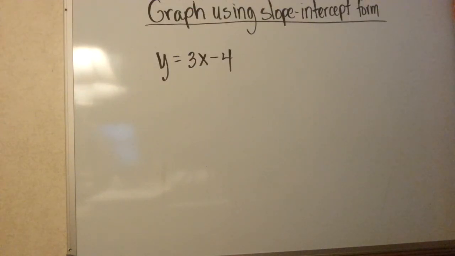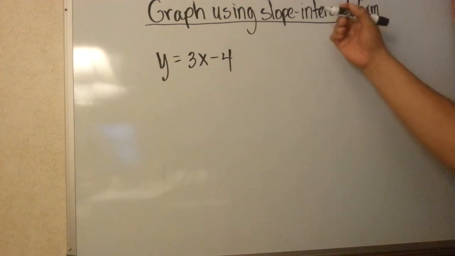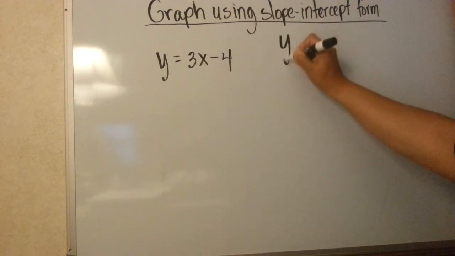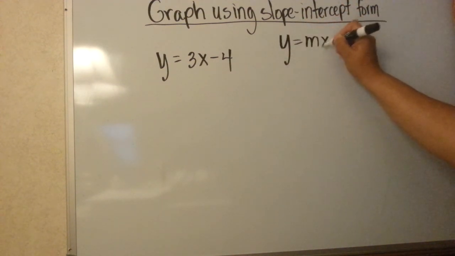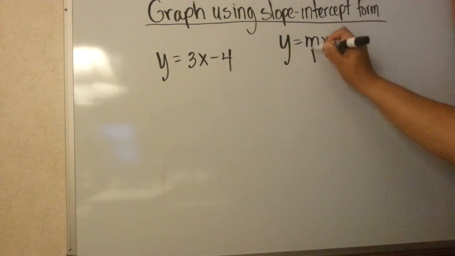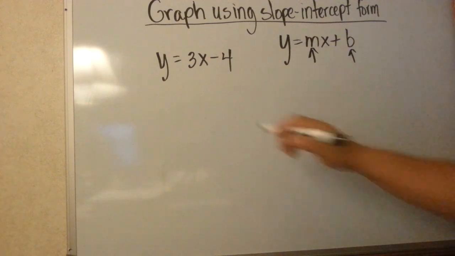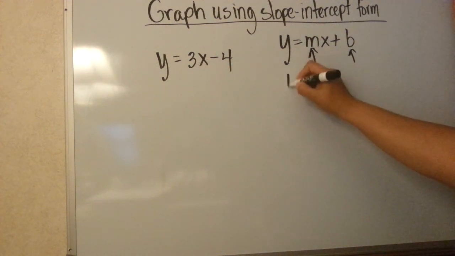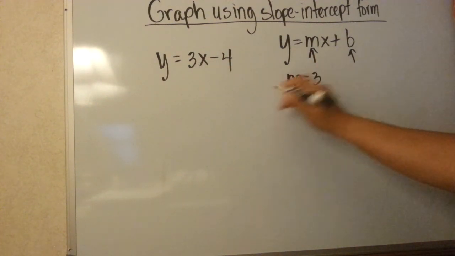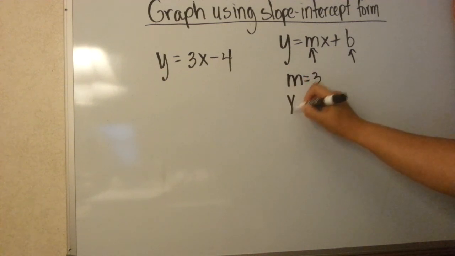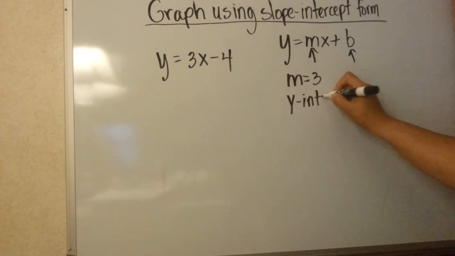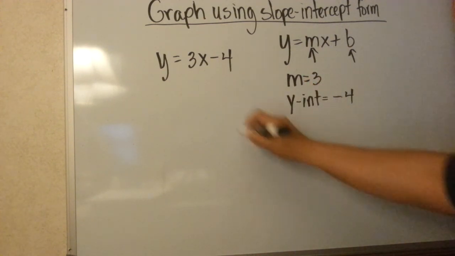Alright, we're going to graph this equation using the slope-intercept form. And we know that the slope-intercept form is y equals mx plus b. So we need the slope and we need the y-intercept. We know the slope is 3. And we know the y-intercept is -4.